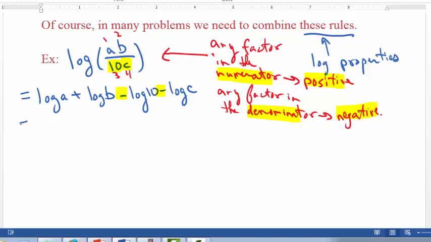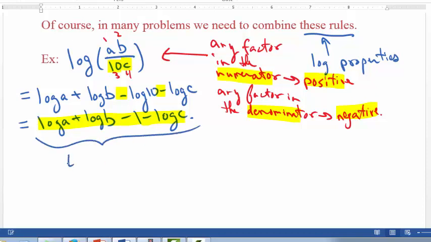And then, of course, as in my last video, I can sometimes simplify. Log of 10 is actually 1. So this is really log of A plus log of B minus 1 minus log of C. And that would be your expanded expression. So in this case, I was given a single log and I expanded it into multiple logs.